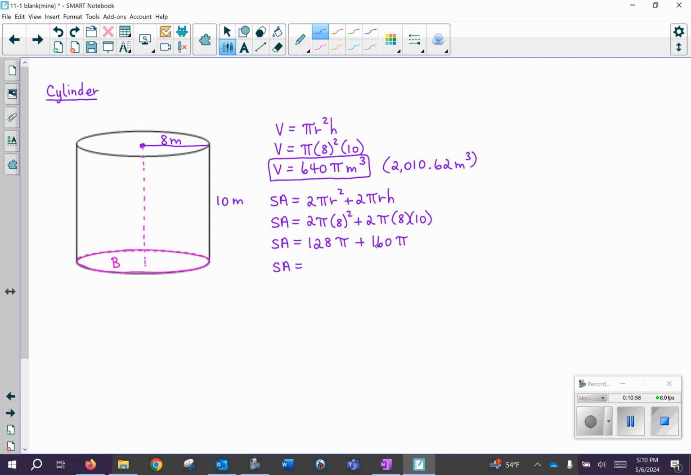Those are like terms, right? Treat those like x's. So they're both pi's. They would go together to be 288 pi meters squared. Since it's an area, that's your answer in terms of pi. As a decimal, 904.78 meters squared.